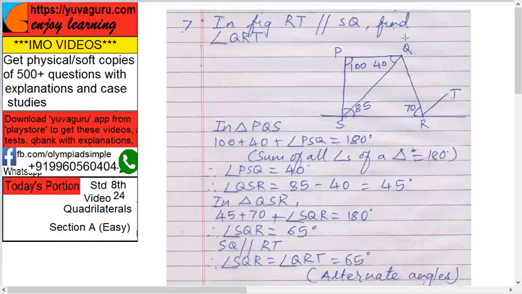So SQ is parallel to RT, right? So SQR and QRT are what? Alternate angles, and alternate angles are always congruent. So angle QRT becomes what? Same as SQR, that is 65 degrees. So that's what is required. So angle QRT equals 65 degrees.